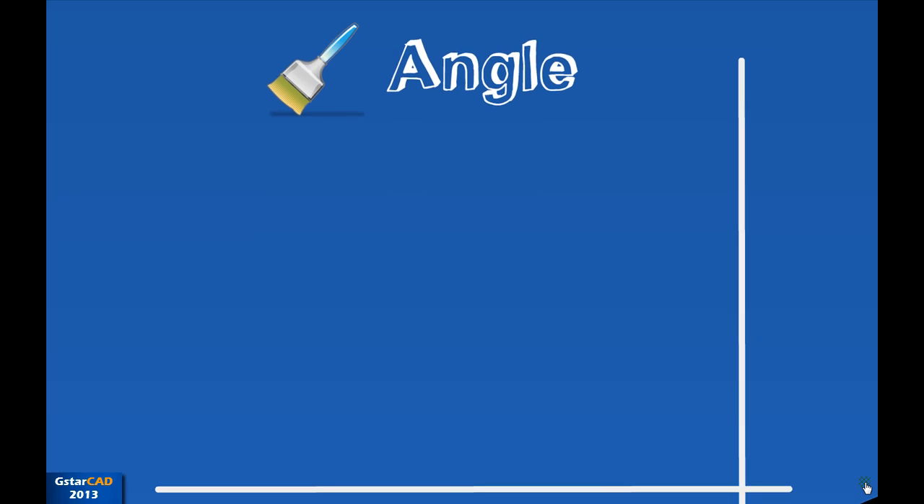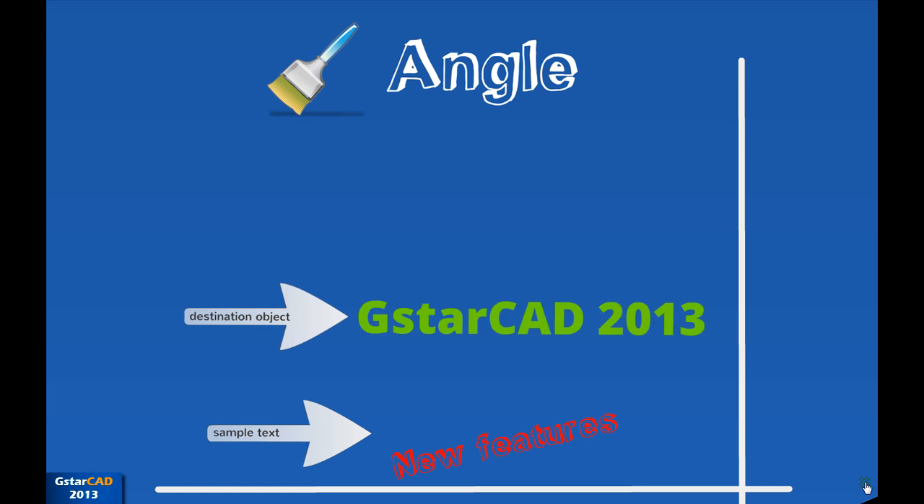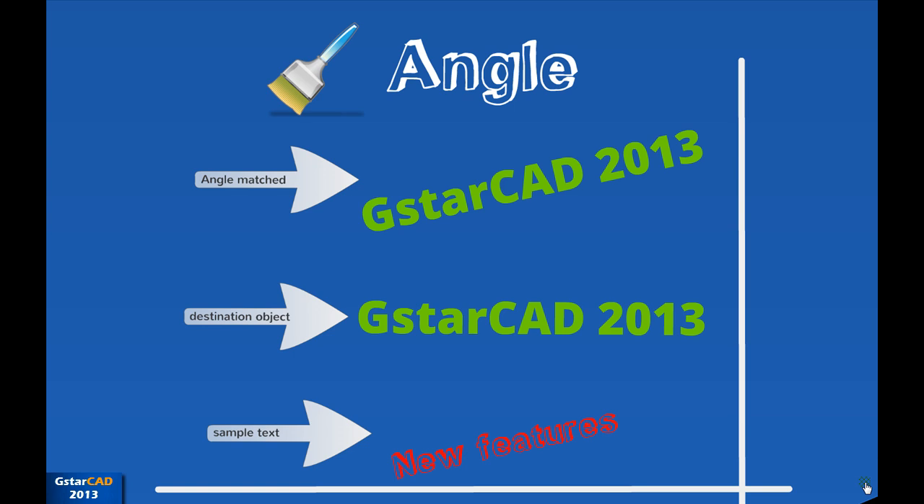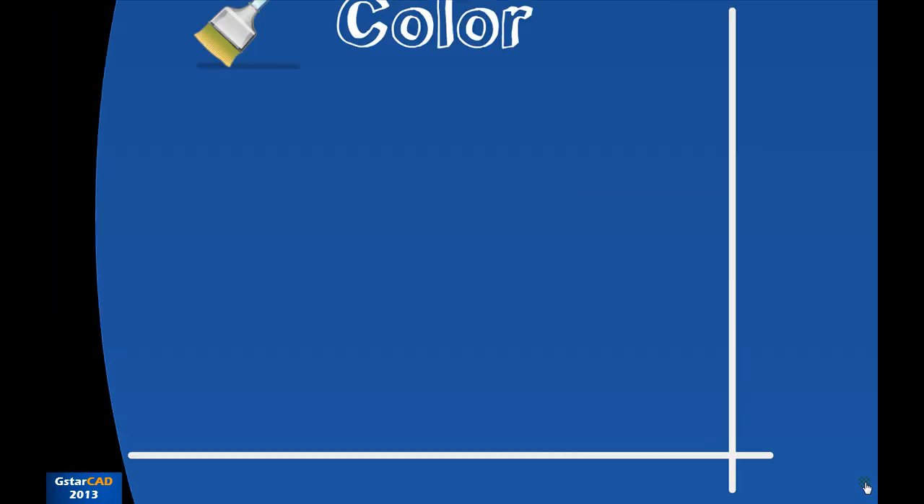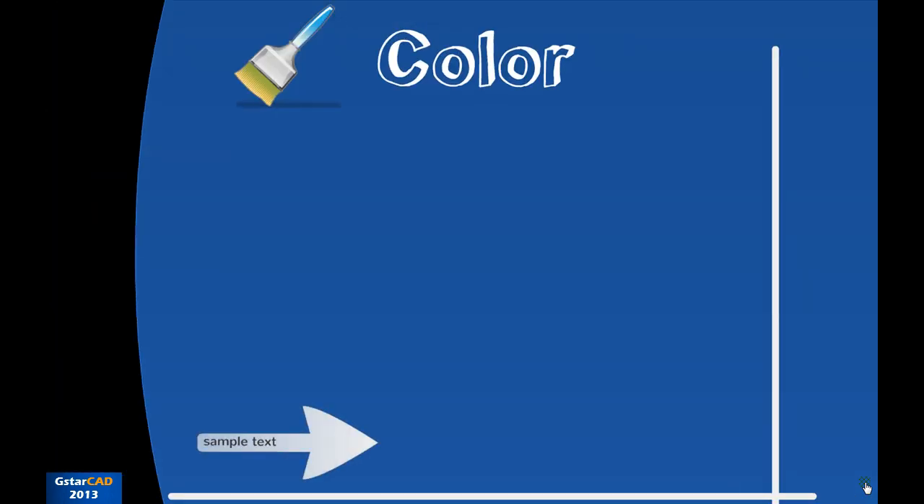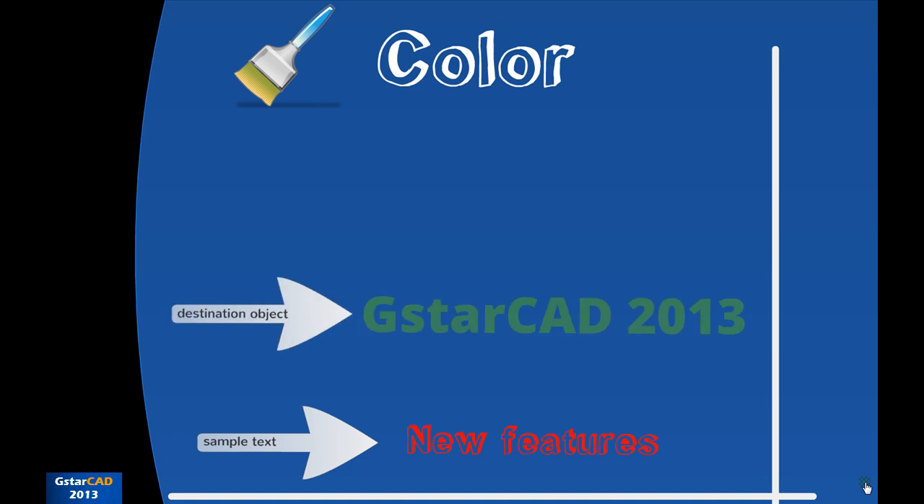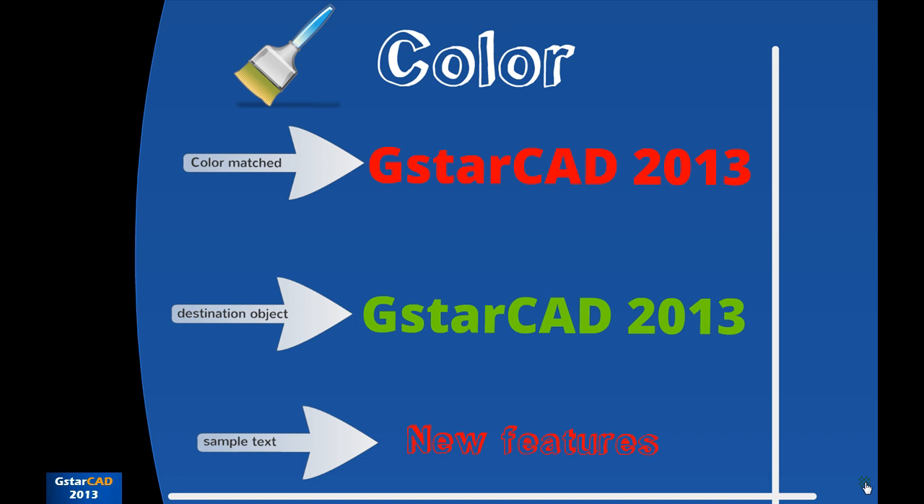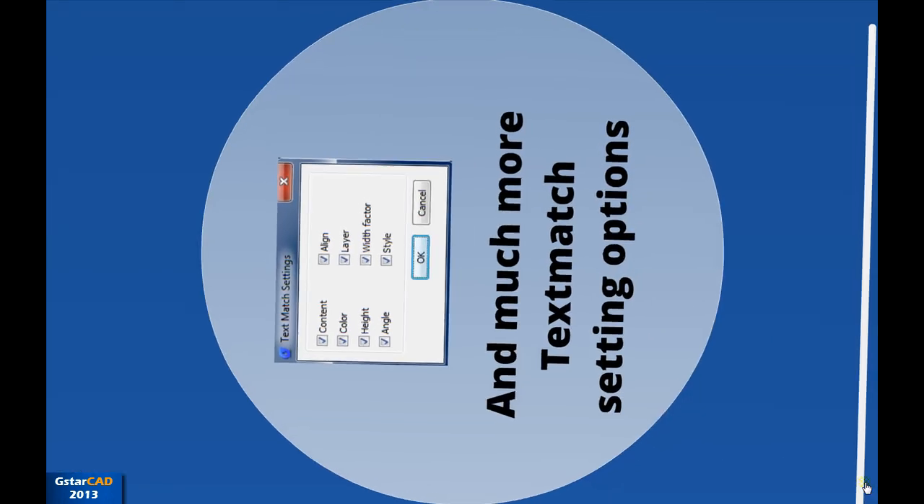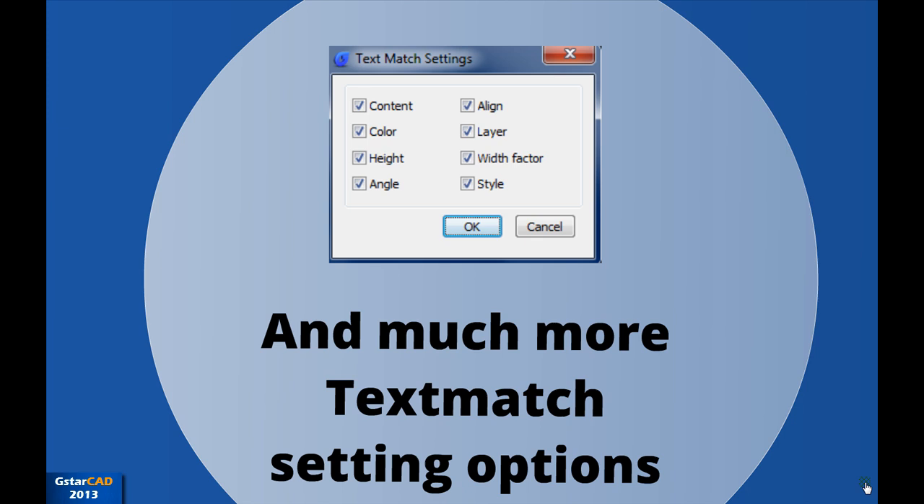We have another option, angle. Your sample text, destination object, and angle matched. See the difference. And also we have color. You have your sample text, destination object, and color matched. Also see the difference. And you will have many more Text Match setting options.